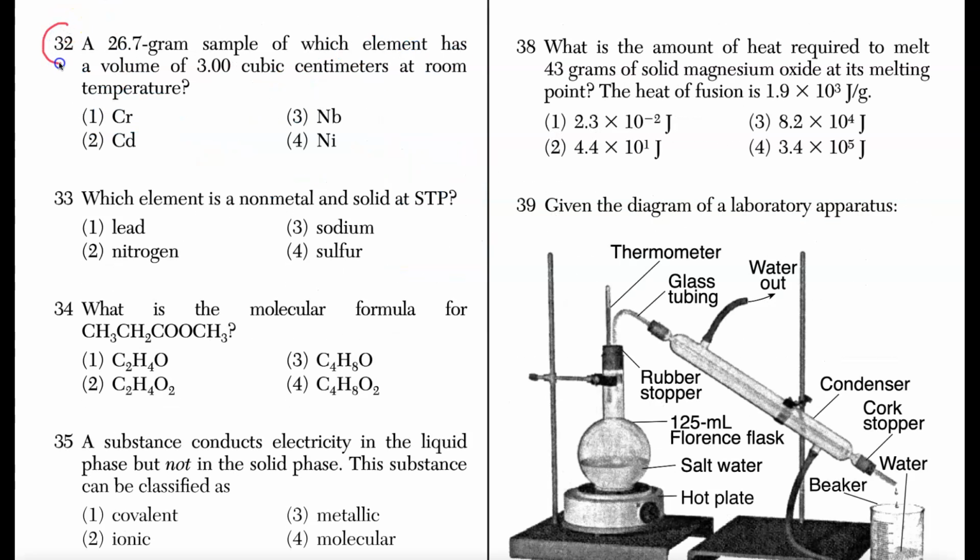Number 32. A 26.7 gram sample of which element has a volume of 3.0 cubic centimeters at room temperature? Well, we're trying to identify the element based upon mass or volume. Never going to work. I can have as much volume or mass as I want. I'm going to need something called an intensive physical property.